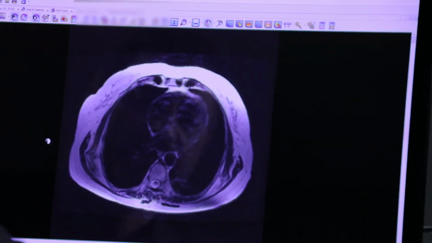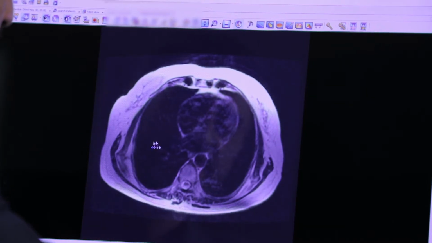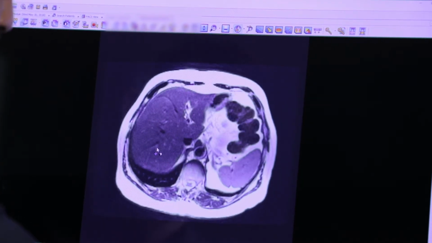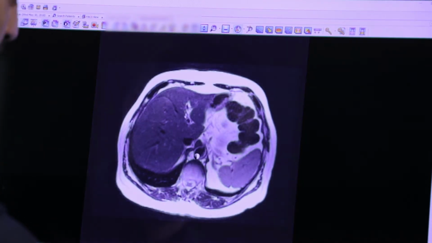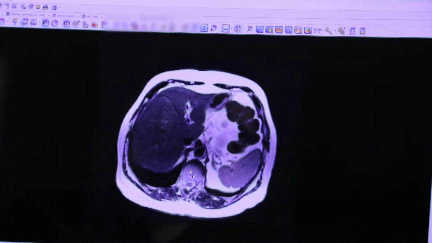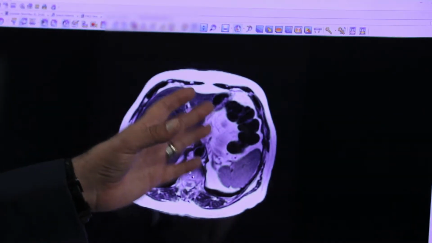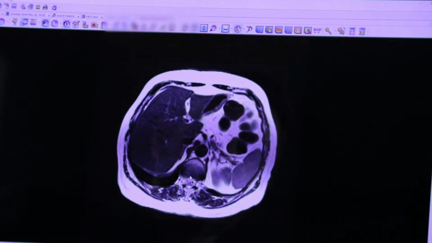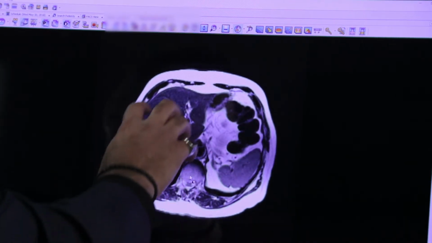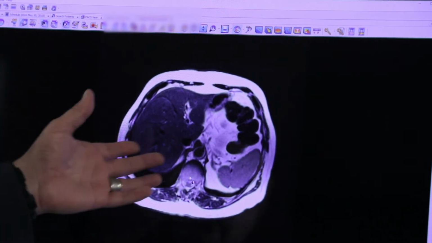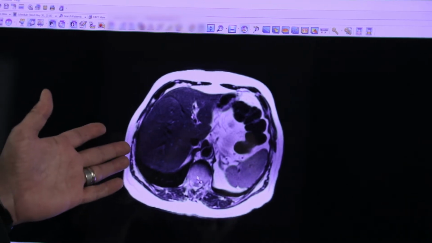Very similar to a CAT scan, except you can see a lot more color difference. It's not as grainy, it's not as gray from one body part to the other. Look at the structure of the liver, how beautiful it looks. You can see every little detail in the liver.